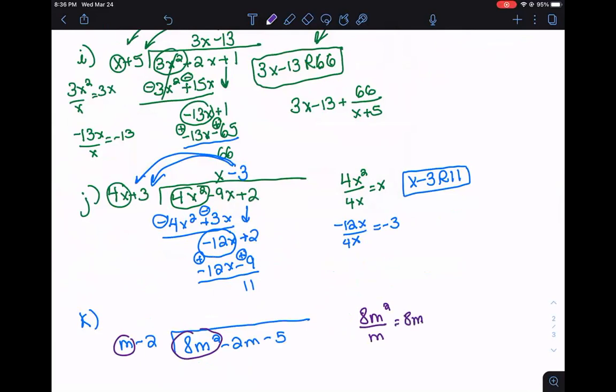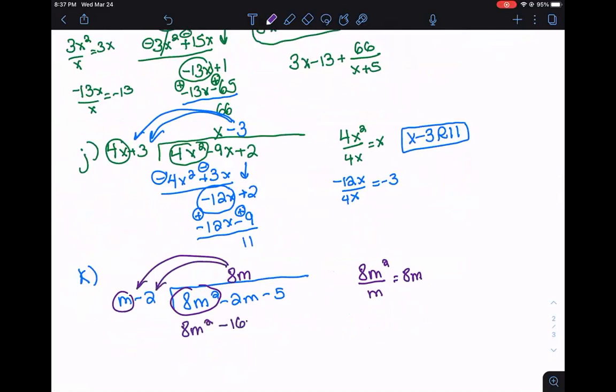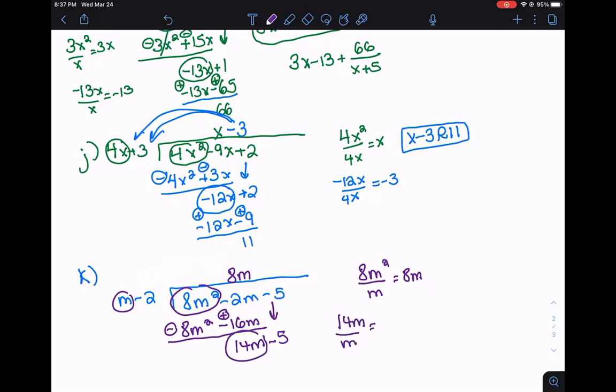8m, when we divide 8m squared by m, 8m times m, and then 8m times negative 2. Negate, negate. So I'm left with 14m minus 5. And again, that is my only and last bring down. 14m. So I like this circling because then I know if I kind of miss something.